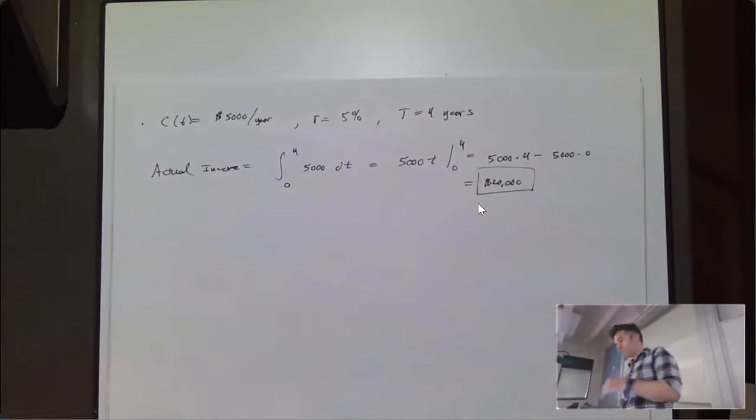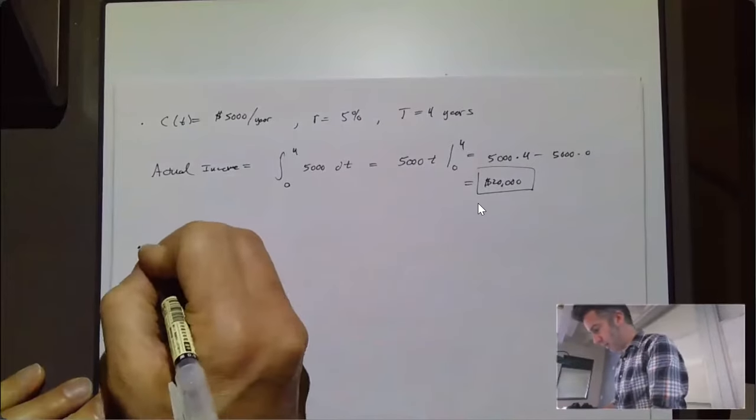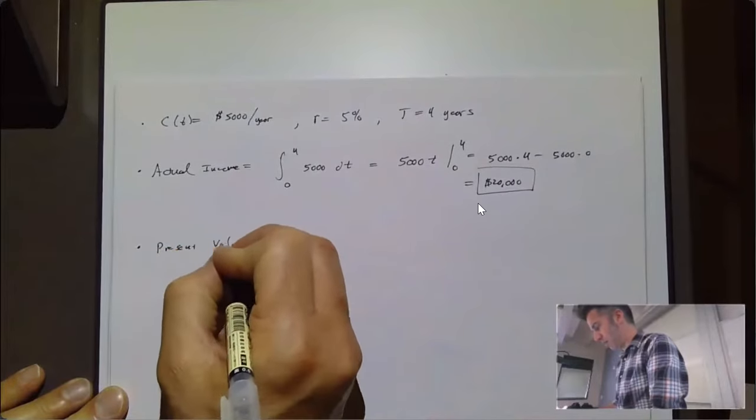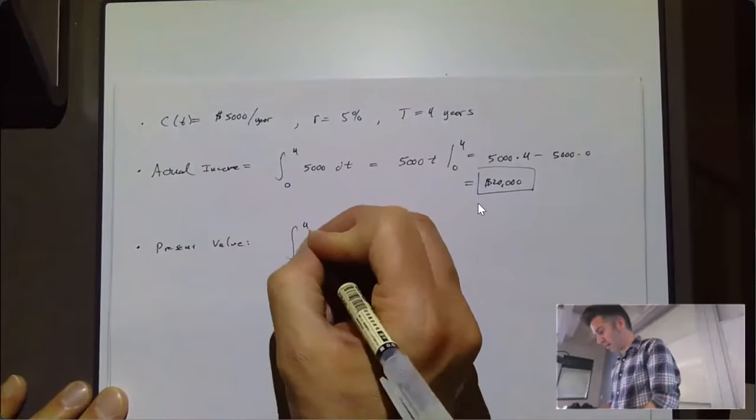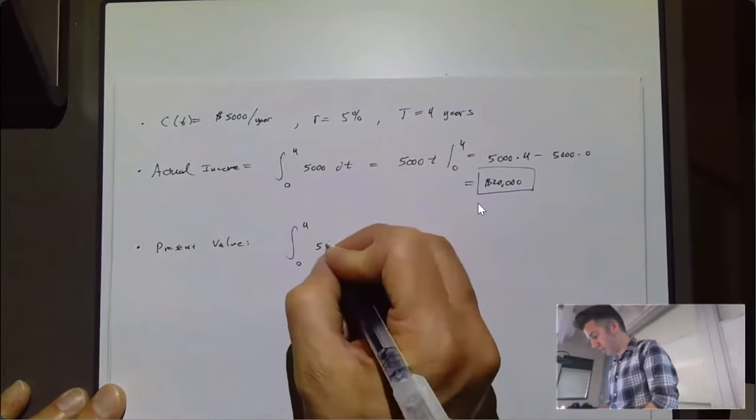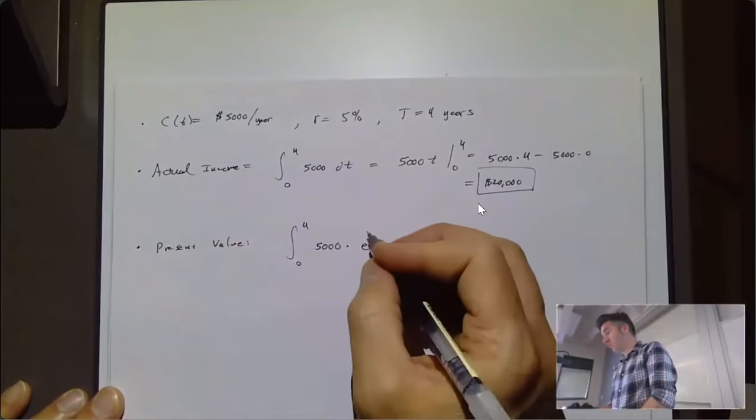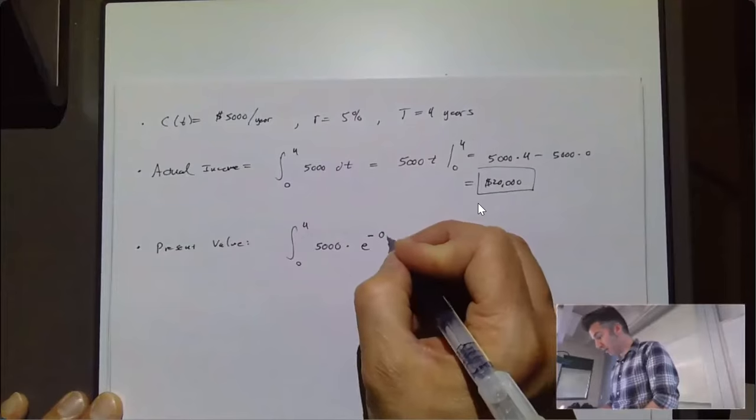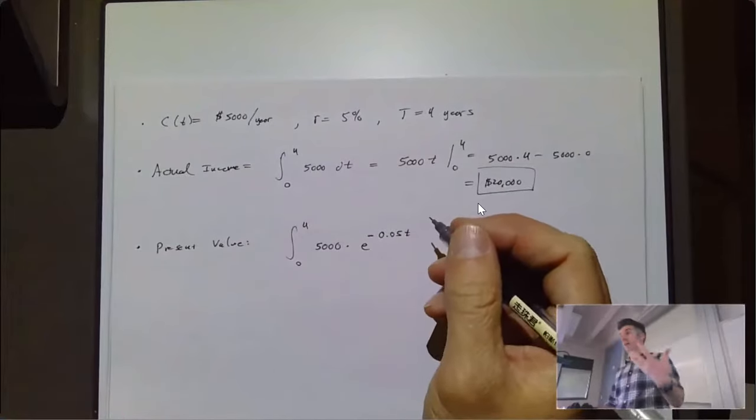Okay. Now, the second question is, what's the present value? This is where the calculation is going to be a little more complicated. The present value is going to be the integral of that same thing over the same interval, but now it's your continuous income function, 5,000 times e to the negative... it's not going to be e to the negative 5t. It's going to be e to the negative 0.05t, because we have to write our inflation rate as a decimal.